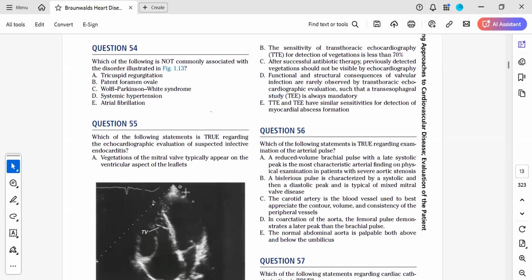Then pulsus bisferens is a pulse with two distinct peaks per cardiac cycle, one in systole, another in diastole. The causes include aortic regurgitation, patients with hypertrophic obstructive cardiomyopathy, and severe aortic stenosis combined with aortic regurgitation.